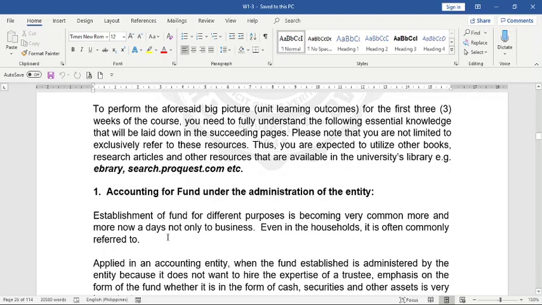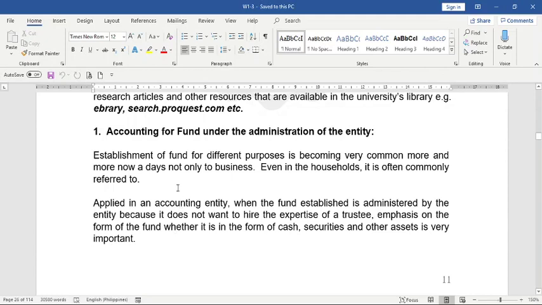Because if you don't establish it, and then the time will come that you need to buy some investment or you want to retire some of your bonds, no? And then this is a big amount, you will have a hard time, no? So it is nicer if you have a special fund for that specific purpose.